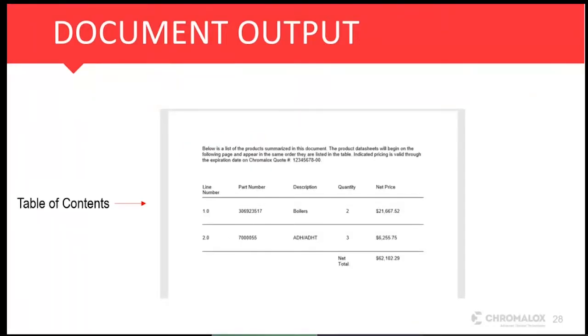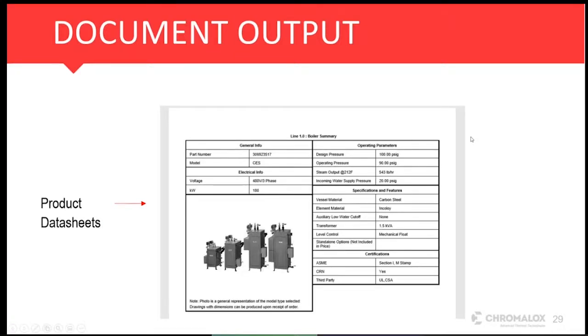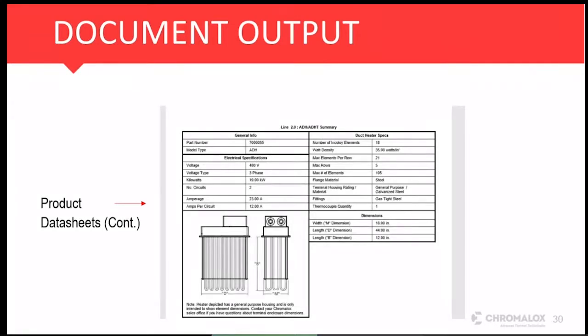And then on the next slide, this will be the second page of the output. It's going to have a little bit of a table of contents, what line numbers you had on the transaction, net prices, quantities, and then a net total. And then after this, you'll see page by page from the lines that you had on the transaction. This is going to generate data sheets for each of those products. And the data sheets, you saw a boiler one, and this is one for a duct heater. They are the same information that is on the configurator summary.